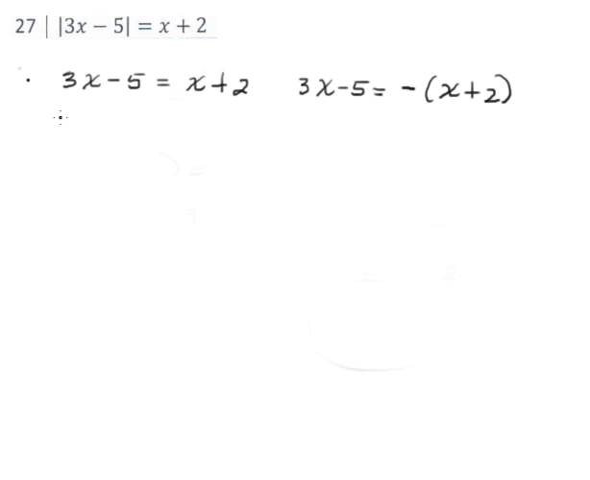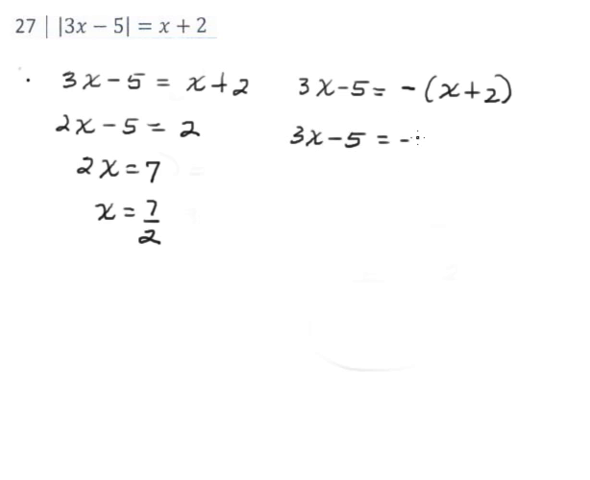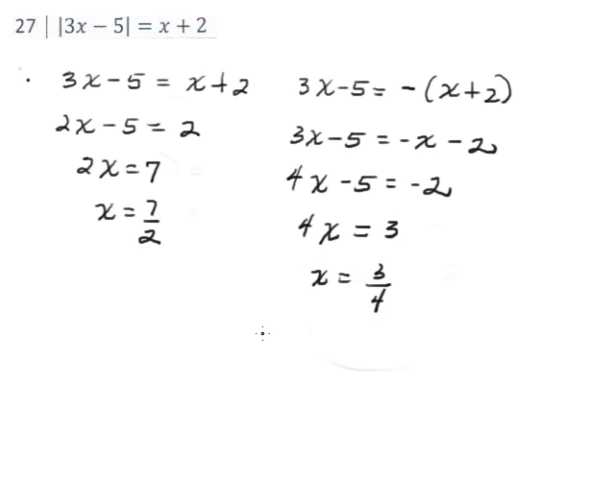Subtract x from both sides, and that gives us 2x minus 5 is equal to 2. And now add 5 to both sides, so we have 2x is equal to 7, or x is equal to 7/2. All right, here we'll open up the parentheses on the right. 3x minus 5 is equal to minus x minus 2. Let's add x to both sides. So here we have 4x minus 5 is equal to minus 2. And here we'll add 5 to both sides. So we have 4x is equal to 3. Now divide by 4. And we have two solutions, 7/2 and 3/4.